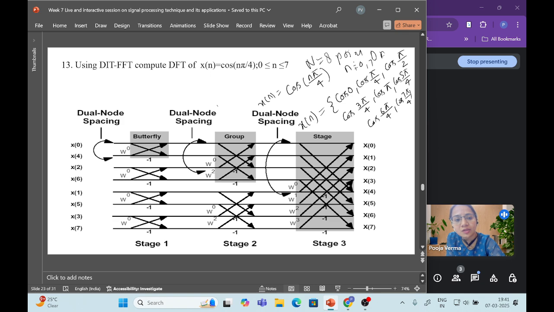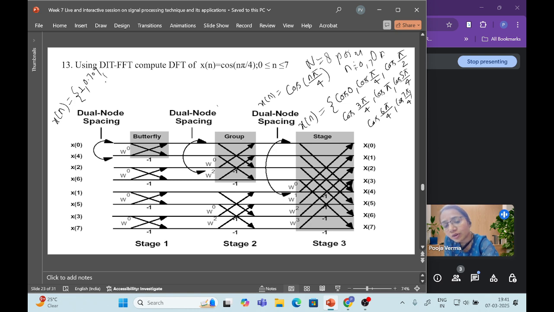If you further solve it, what is the value of cos 0? You will get the sequence. Cos 0 will be 1. What is the value of cos pi by 4? That you will get 0.707.